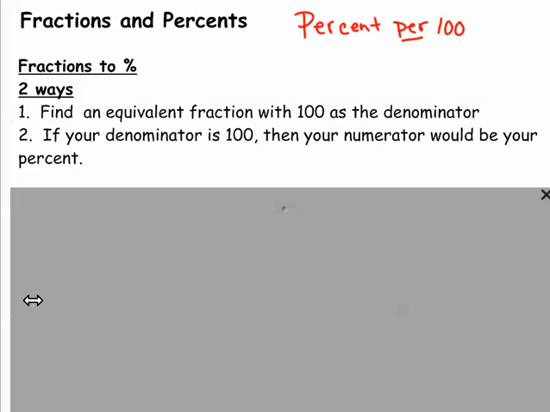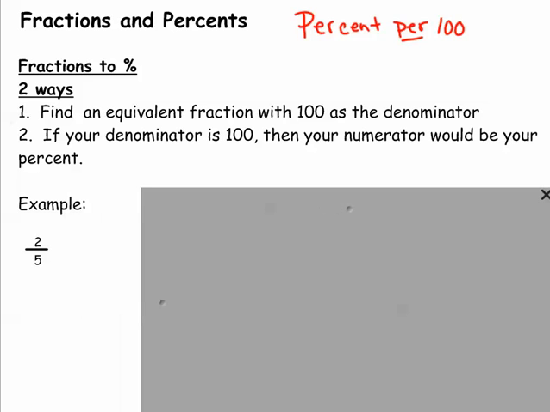All right, let me do some examples, and I think it'll make a little bit better sense to you. So if I have 2/5, I want to find an equivalent fraction with 100 as my denominator. So 5 times 20 is 100. So multiply my top by 20, and that gives me 40. That's 40 out of 100 percent, so per 100. So that's just 40%. See how easy that was? So if I can get a denominator of 100, then that numerator just ends up being my percent.